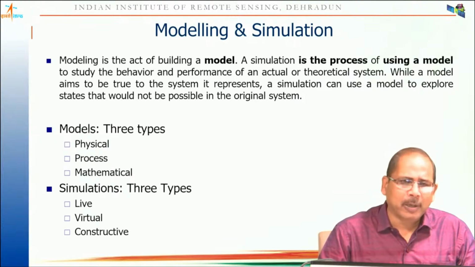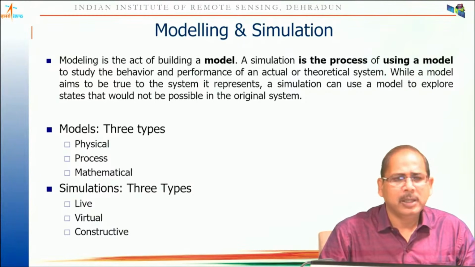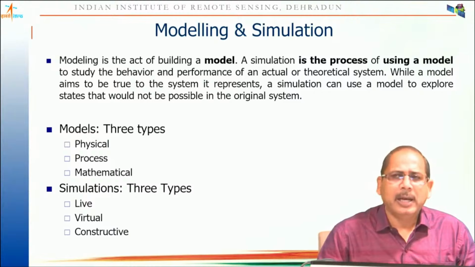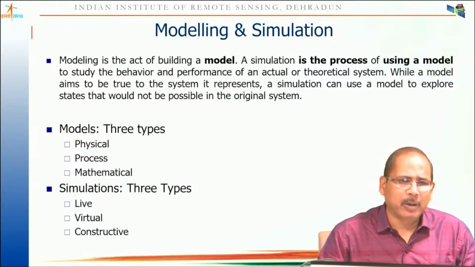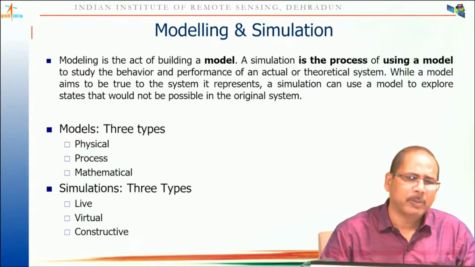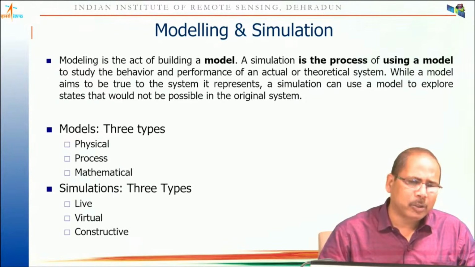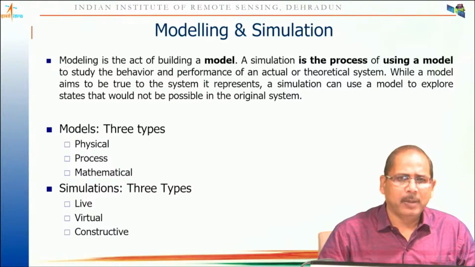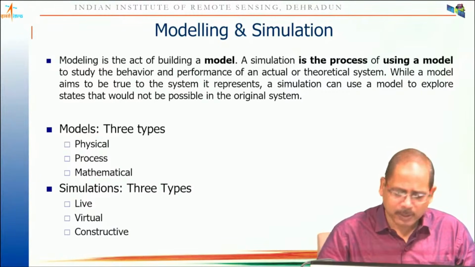So, three types of models we have. One is called a physical model, the second is called a process model, and the third is called a mathematical model. In the case of simulation, we have three types of simulation. One is called live simulation, the second is virtual simulation, and the third is constructive simulation. So now I hope you understand the difference between model and simulation. Ultimately, simulations use models, because by using models we can generate the simulation, and these are examples of simulation.